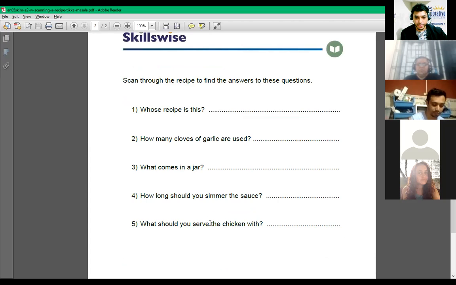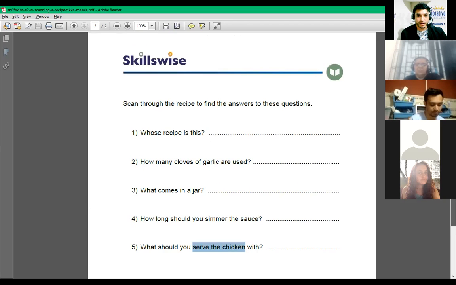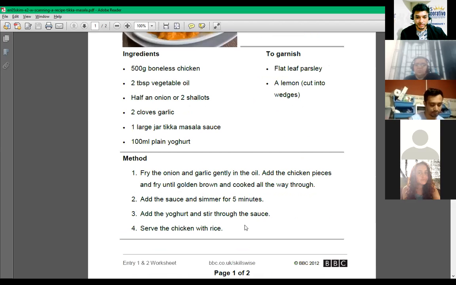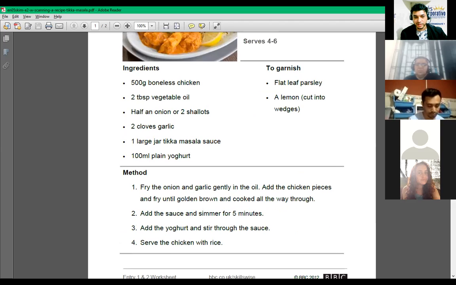And the last one, what should you serve the chicken with? We have served the chicken. Those are our keywords. Esas son nuestras palabras clave to find out the answer. As you can see, it's very easy and you can put this into practice when you are reading and answering an exam, an evaluation. You don't have to read everything. You just look for your question, your answer. I mean, first read the question and then look for the answer quickly, without stopping to read everything.